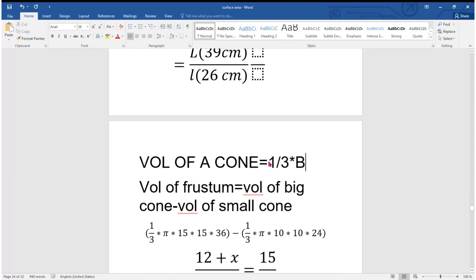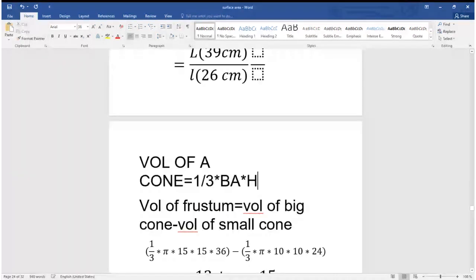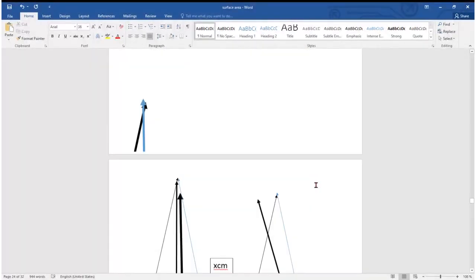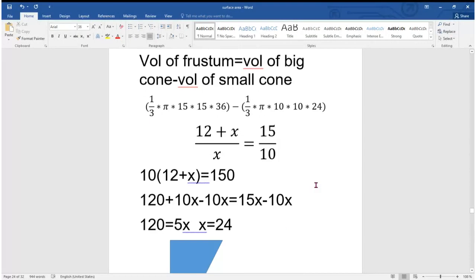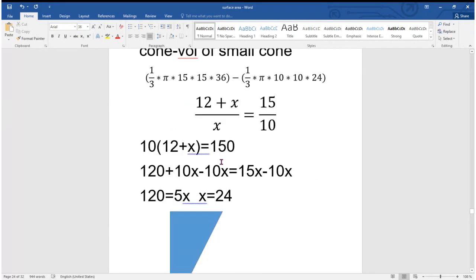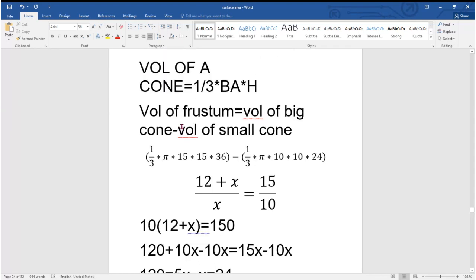So for surface area, what you use is pi r l. Examples of surface area, I think we have done them down here. Pi r l, yes, that's why we are using this one. Pi r l, that is volume of big cone minus volume of small cone. But when you are finding the volume, it is pi r h, so base area times the height.